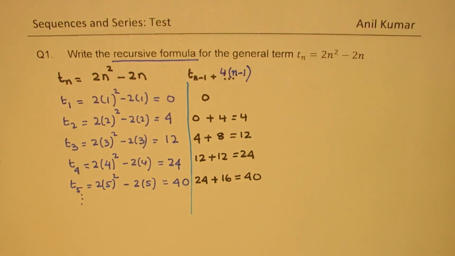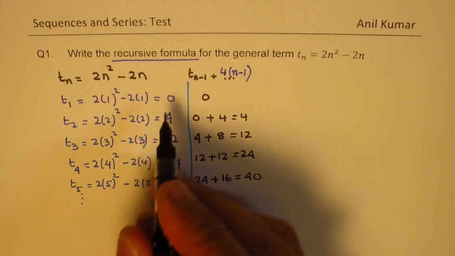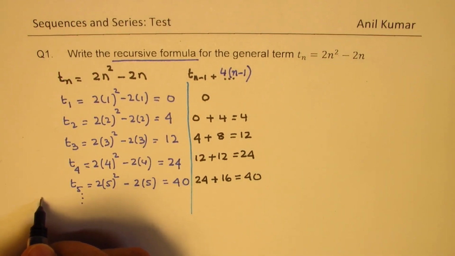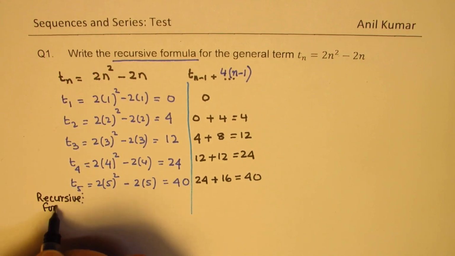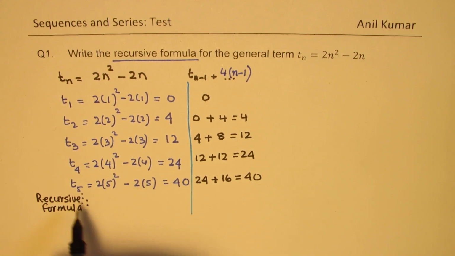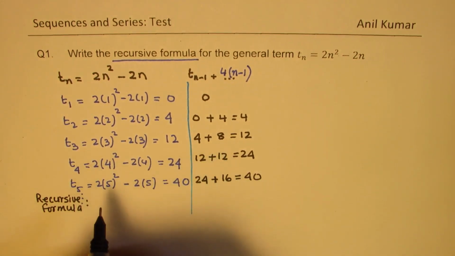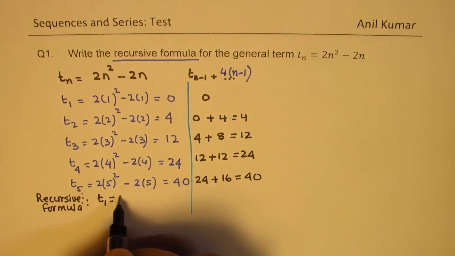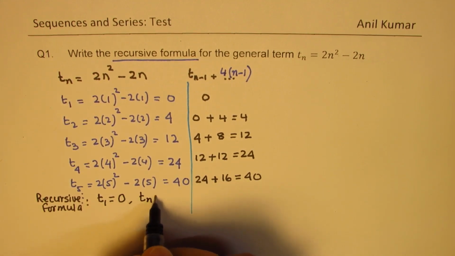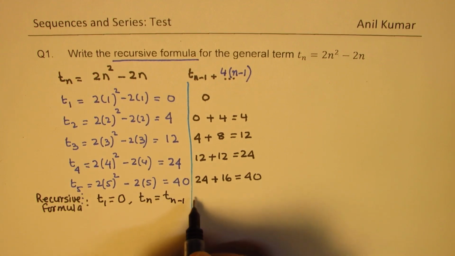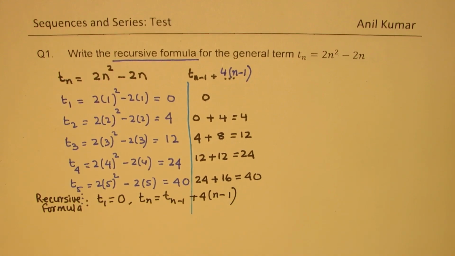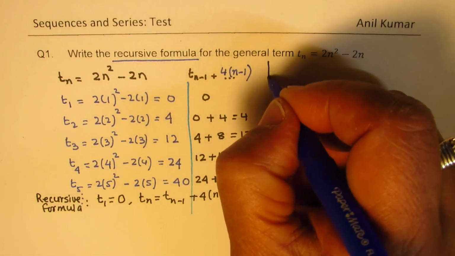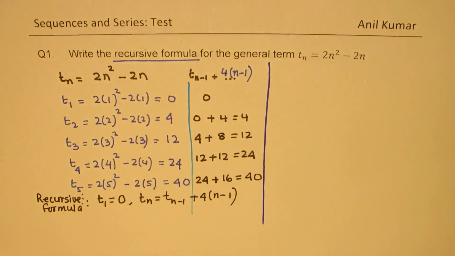So now we can write down the recursive formula. Whenever you write a recursive formula, you have to write the first term. We say the first term t1 is equal to 0, and tn equals tn minus 1 plus 4 times n minus 1. Is that clear to you? So that is how we will get the solution of this particular question.